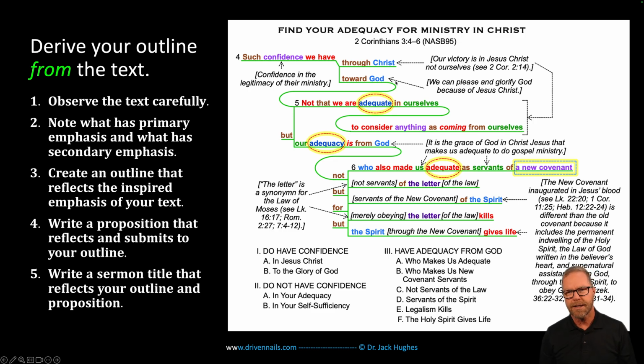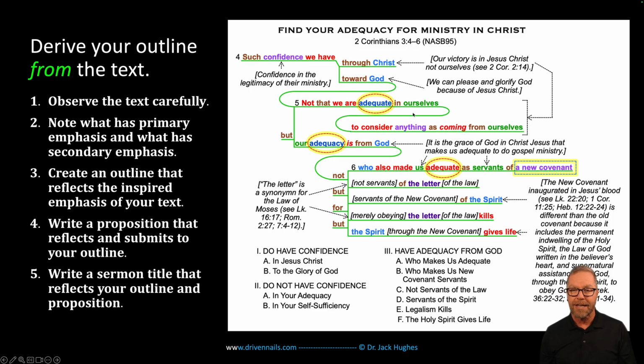So when I look at this, I see such confidence we have. It's speaking of ministry, confidence in doing ministry. Paul is defending his apostolic ministry. He's saying, I have confidence in doing my ministry. And where does it come from? Through Christ, which means because I'm saved by grace and I know Jesus Christ is my Savior. And I have confidence because I'm not doing it for myself. It's towards God. It is to glorify the Lord.